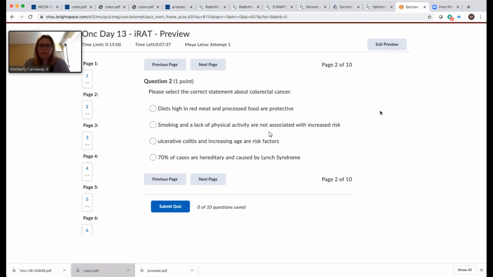Yep. Exactly. So 25% are caused by some form of hereditary issue, right? Like Lynch syndrome, and there's FAP, there's all kinds of other things that we know increase your risk of developing colorectal cancer. And 70% of cases are sporadic, which means that it's probably related directly to things like smoking, red meat, lack of physical activity, high stress environments, things like that.